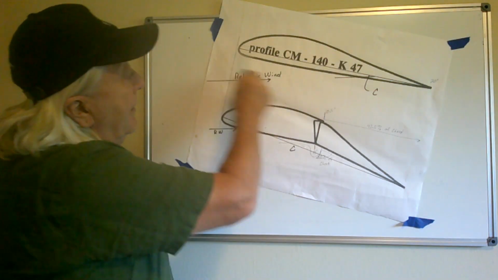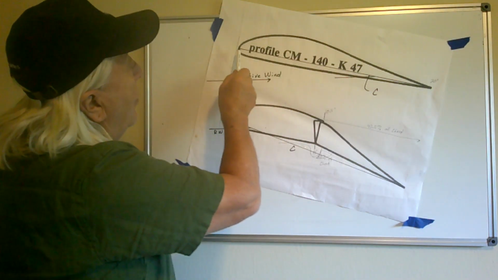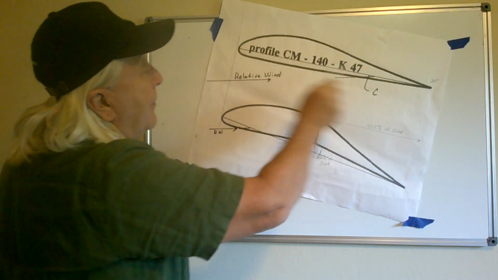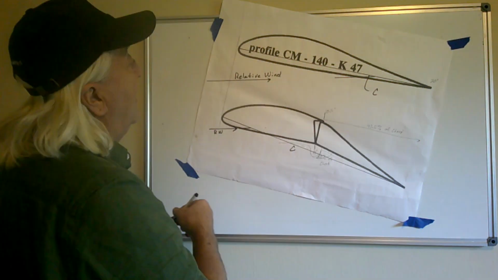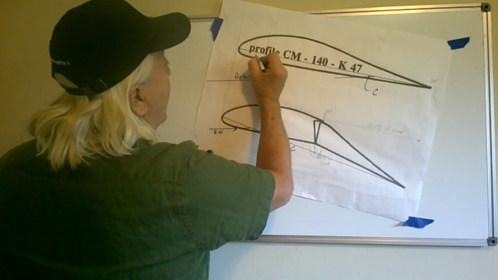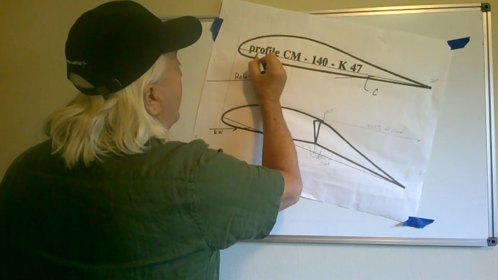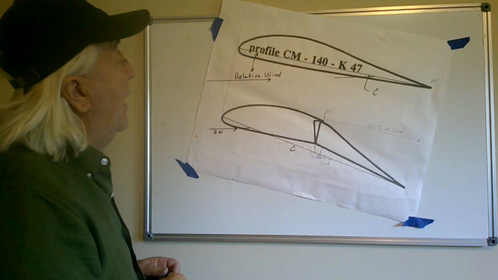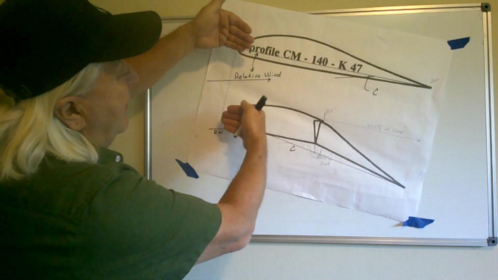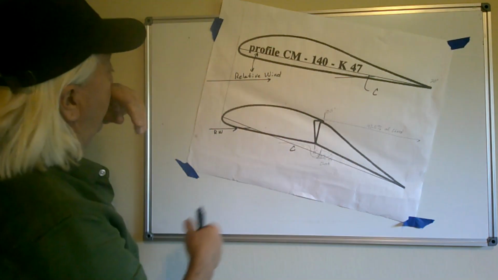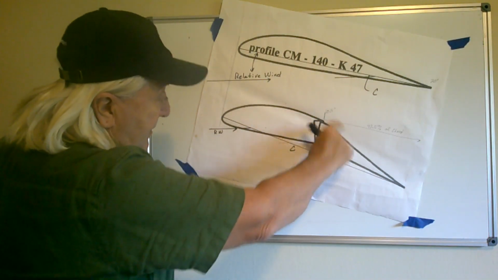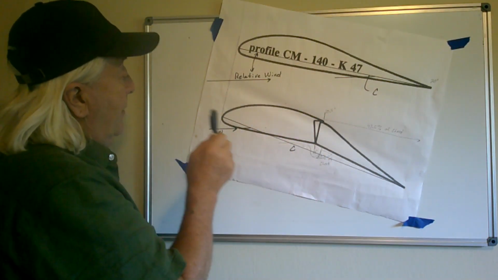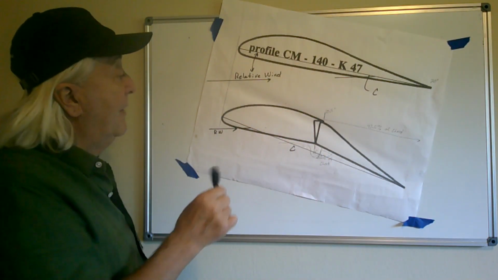So in the clean configuration here, the chord line runs from the furthest point forward to the furthest point aft, and the angle of attack is this angle down to wherever the relative wind is, okay? Now, these airfoils are parallel to each other on this page. They're printed that way. And the only difference is the deflection of the flap.